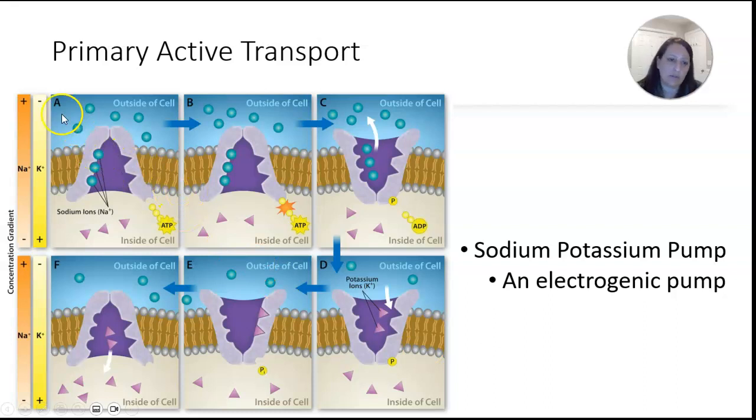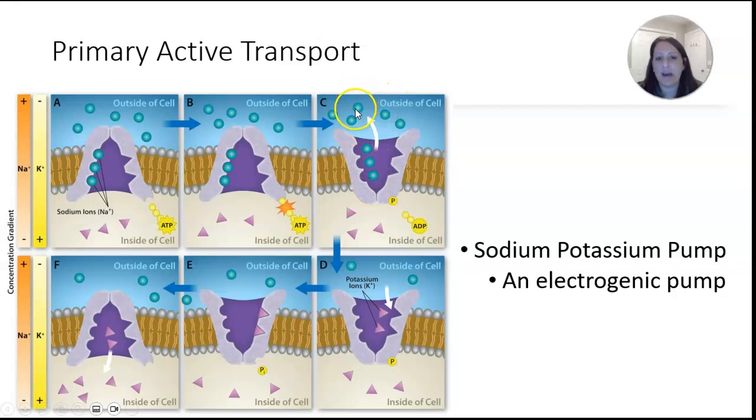So it goes from A, B, C, D, E, F, kind of in a loop. So again, 3 sodium ions will be picked up from the inside of the cell where the concentration of sodium is low. They will bind to this carrier protein. ATP jumps on, causes the protein to eventually change shape. And when it changes shape, it will then dump out those sodium ions on the outside of the cell.